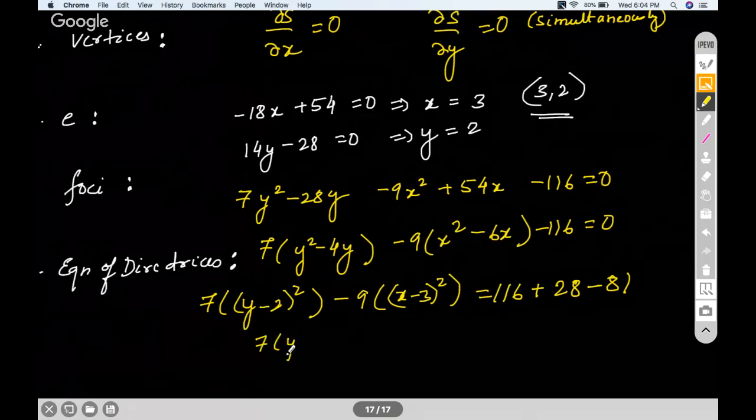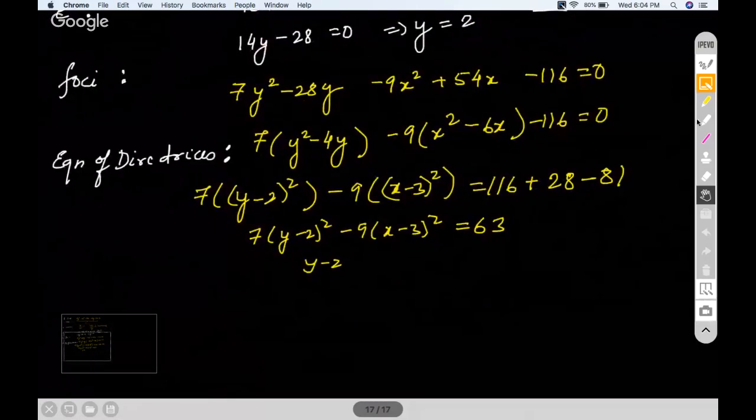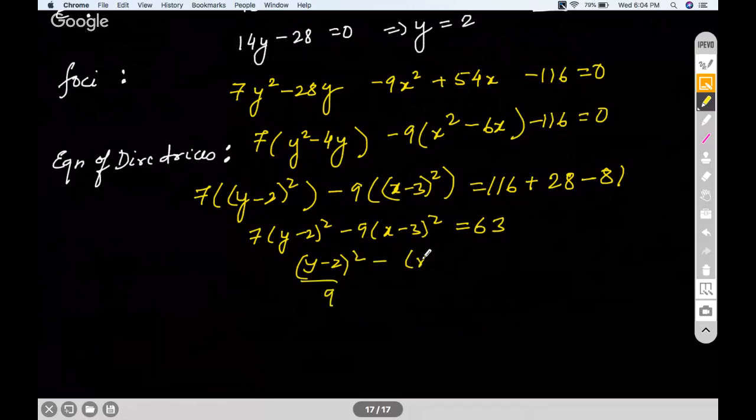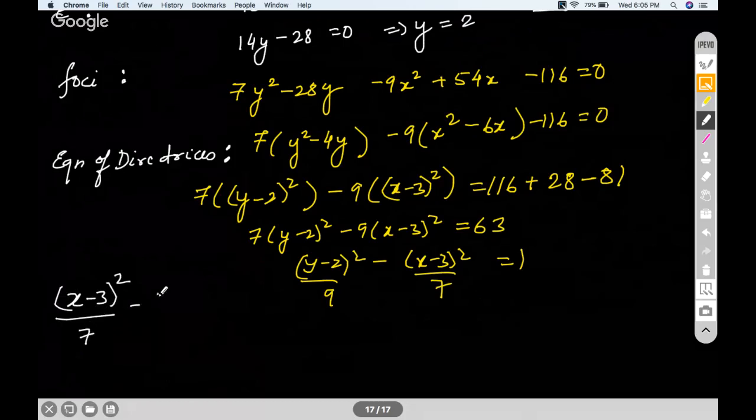So you get 7 times y minus 2 the whole square minus 9 times x minus 3 the whole square is equal to 63. That gives you y minus 2 whole square by 9 minus x minus 3 square by 7 equal to 1. In other words, you can write down the equation of this hyperbola as x minus 3 square by 7 minus y minus 2 square by 9 equal to minus 1.